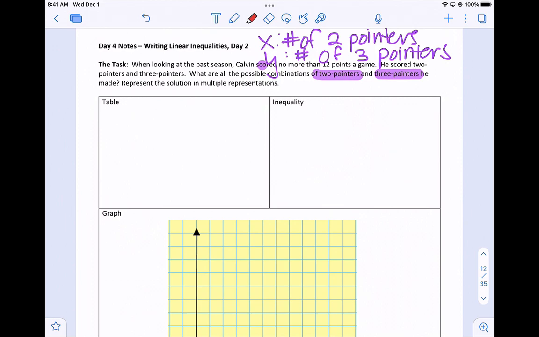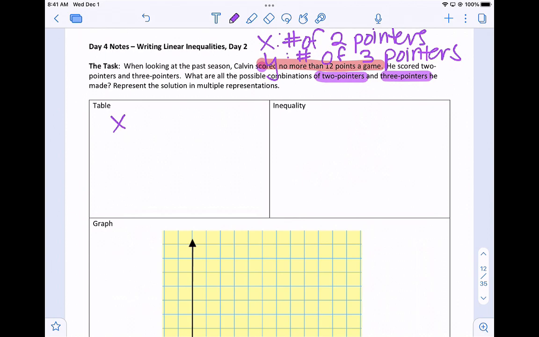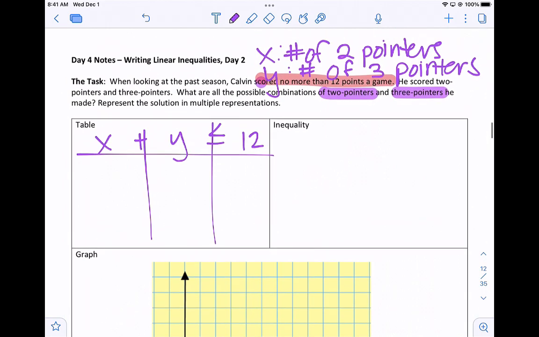So when we look at it, one way is to make a table, right? So if you have your number of 2-point shots plus your number of 3-point shots, it should be less than or equal to 12. So when we're making a table, we just have to keep that in mind. So for example, let's say we score 0 2-point shots. How many 3-point shots could we score? Well, 3-point shots, 3 points, and it has to be less than 12. So we could score 4 3-point shots, and that would be equal to 12.